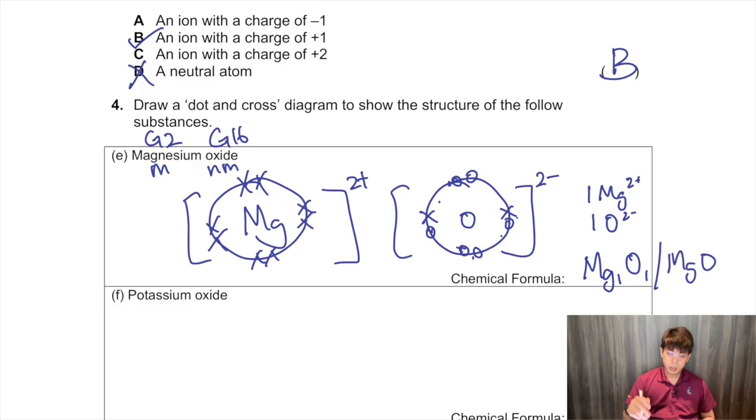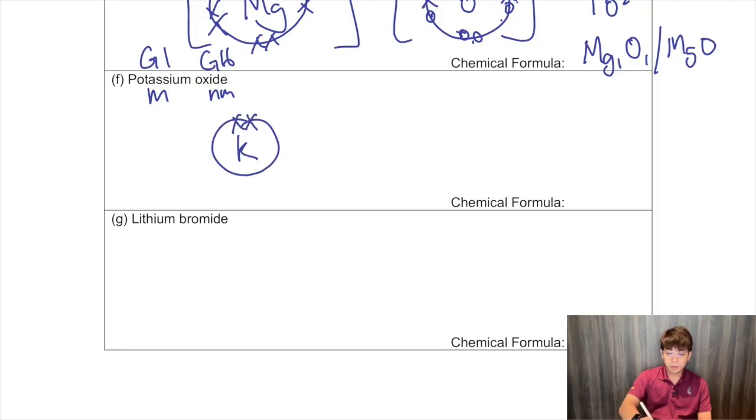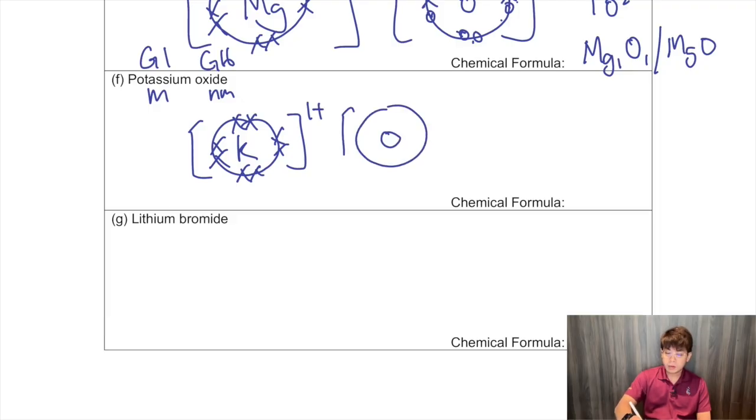Next, potassium oxide. Potassium is a metal and oxide is a non-metal. Potassium is from group 1. Oxide is from group 16. So I know it's a metal and non-metal. Let's write potassium. It will have 8, so let's just cross it all. Group 1 is 1 plus. Then oxide O, square bracket. Group 16, you check the periodic table, it should say 2 minus. So 2 minus means that there are 2 crosses, and the rest will be filled up with the other symbol.